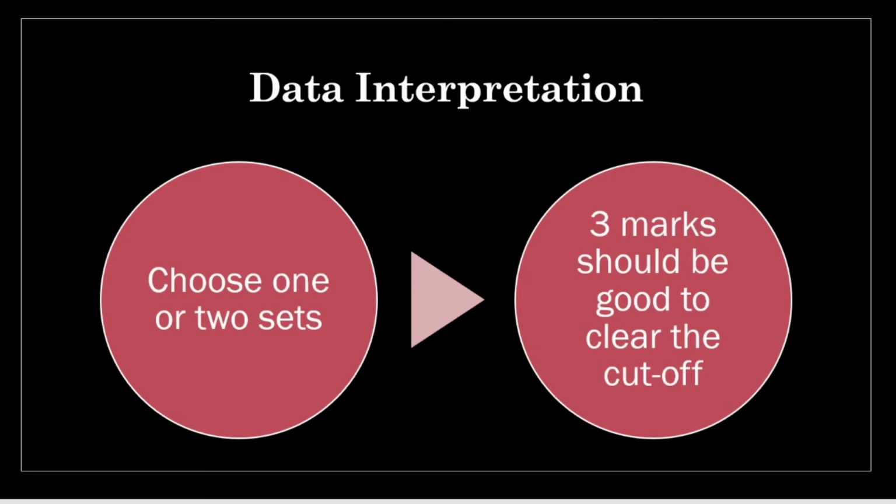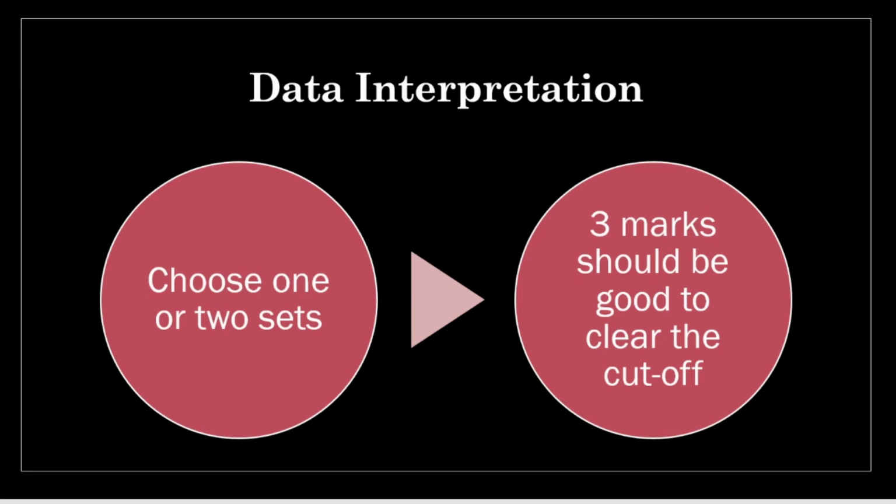Choose any 2 sets, and 3 marks is what you're looking at to clear the cutoff. In fact, last year it was not even 3 marks, it was 2 marks, and in some years it has gone below that as well. So if you get 3 marks, you should be easily able to clear the cutoff, because people are typically apprehensive and doubtful when they're doing a DI set.